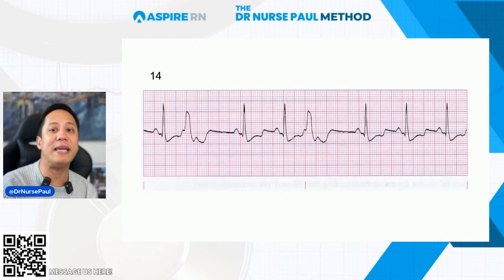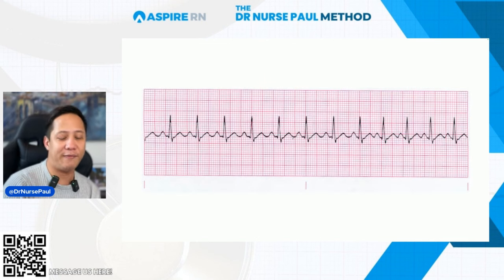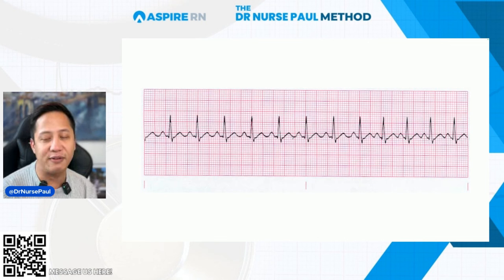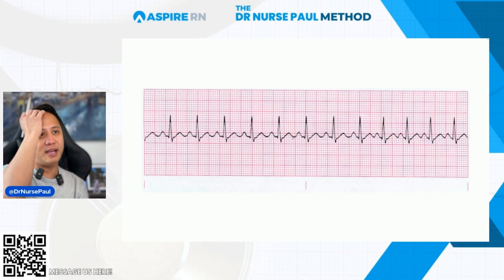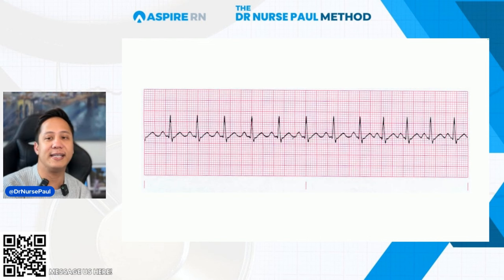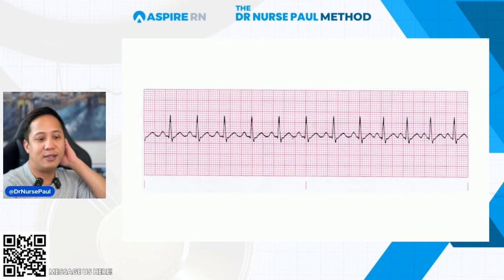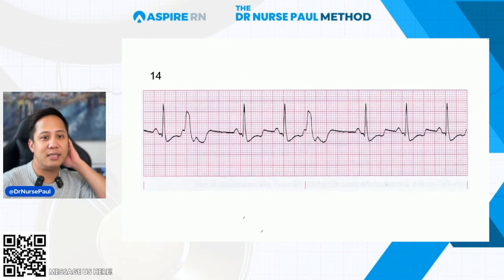Number 14 is PVC, premature ventricular contraction. And number 15, 1, 2, 3, 4, 5, 6, 7, 8, 9, 10, 11, 12, 120 per minute. Everything looks good except the rate, and it's fast. Is this sinus tachycardia? Yes or no? Number 15, yes or no? Yes. That's it.